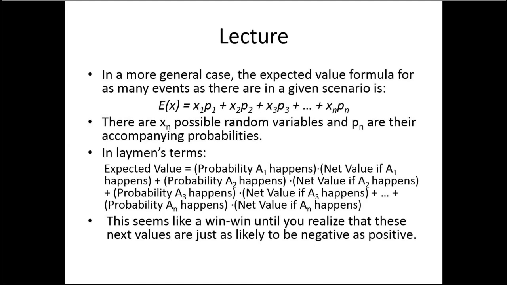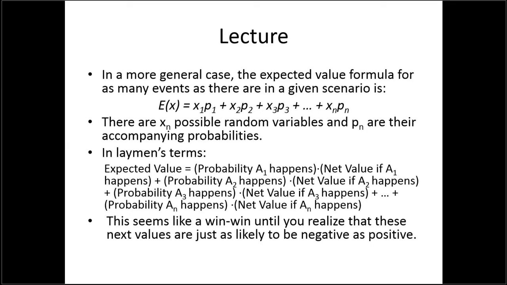And generally speaking, the expected value formula, and we'll get back to the actual numbers in a moment, is the probability of the event occurring times the amount of money that you win or lose if it happens. So it's the probability times the amount.